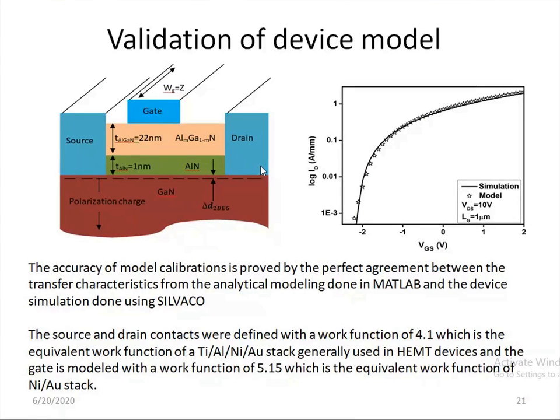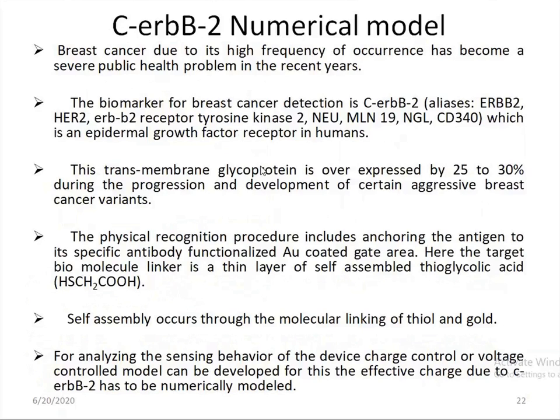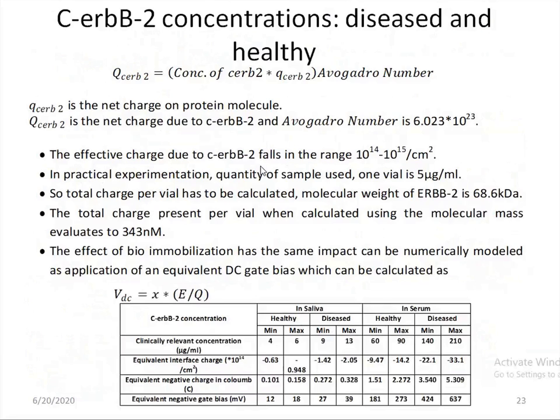Now I'll explain how this biomarker model, or how the effective voltage or charge due to the biomarker, is deduced. This is the biomarker for breast cancer detection, that is HER2 or the breast cancer biomarker. Its value will be 25 to 30% increased when a person is affected by this kind of cancer. This is a clinically relevant concentration in saliva of the patient. In a healthy person, the concentration will be 4 to 6 microgram per milliliter, while it will increase to 9 to 13 microgram per milliliter if a person is affected by this cancer.